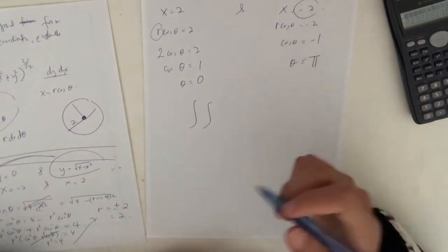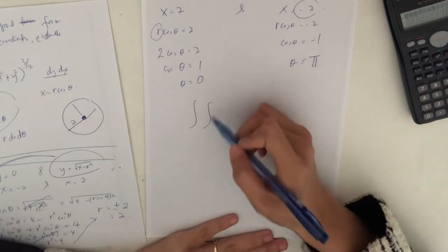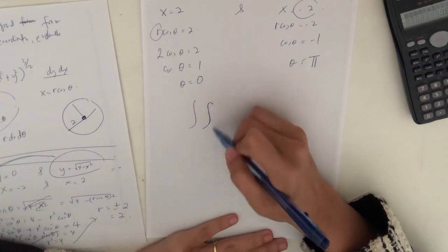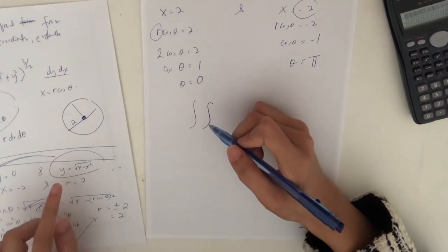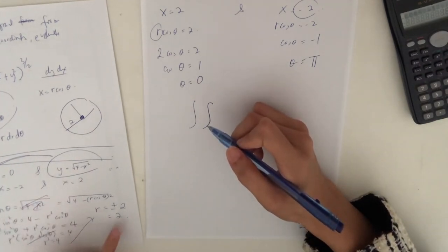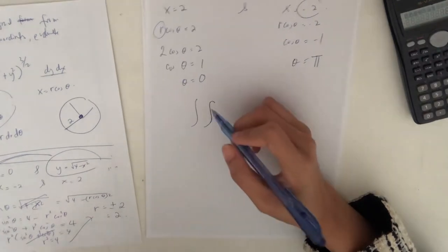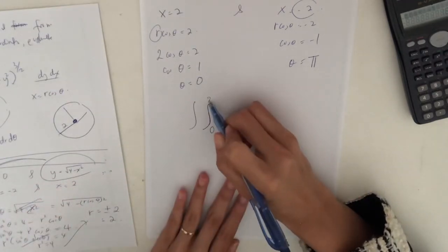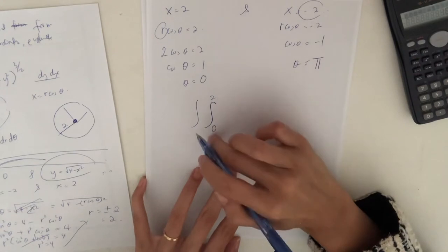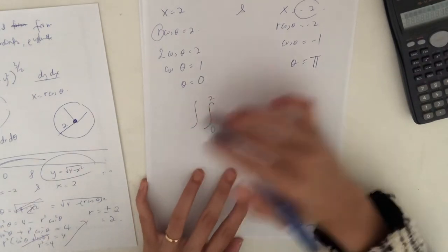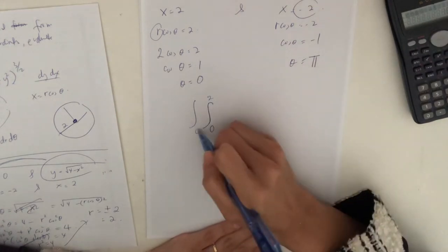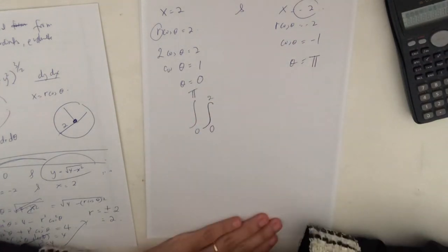So the first limit that you have, for example this one, the limit for y just now, means that this is for r. From the equation for y just now, you get r is equal to 2. So it's from 0 until 2. So your lower limit is 0, upper 2. This is the limit for r. The second limit here is actually the limit for theta. So your theta is from 0 until pi. Okay, class.